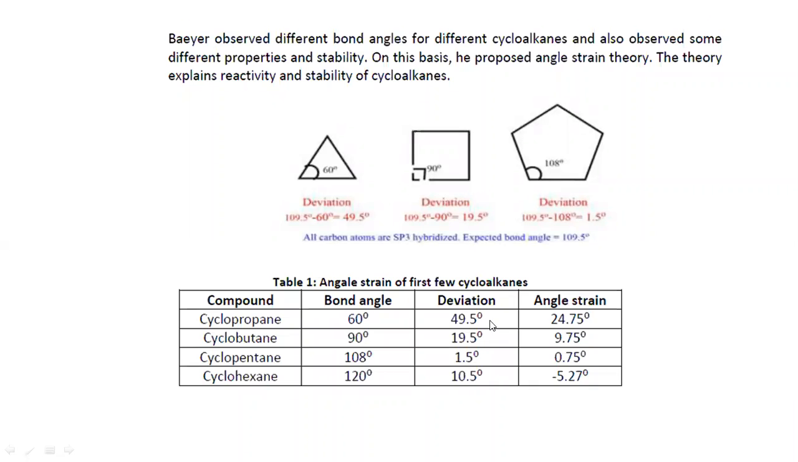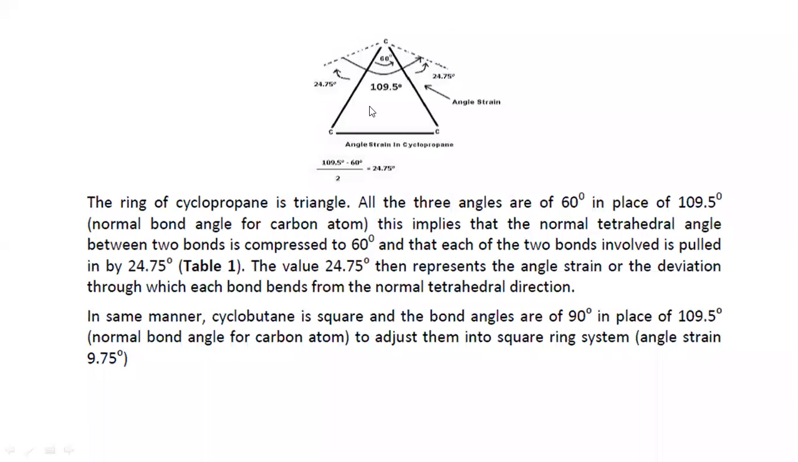Deviation divided by 2 is nothing but the angle strain. So the different cycloalkanes will give different angle strains depending upon their bond angles. More will be the angle strain, more will be the reactivity, lesser will be the stability. Karan, that means cyclohexane is more reactive. Now, in this manner, we are going to calculate the deviation.